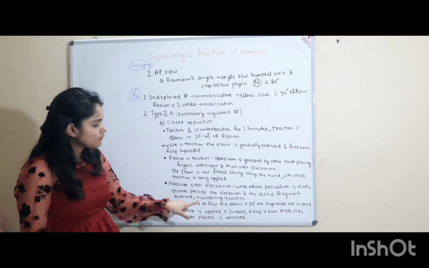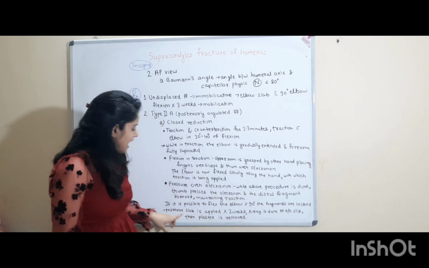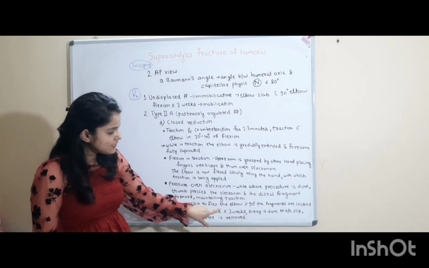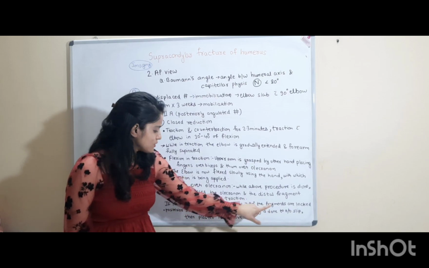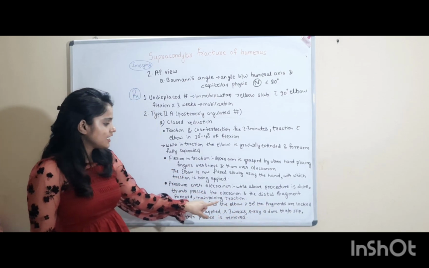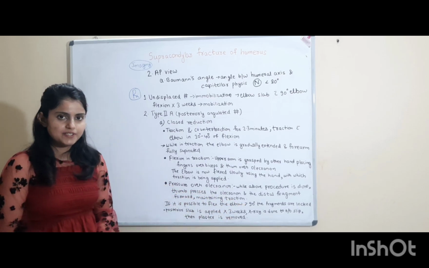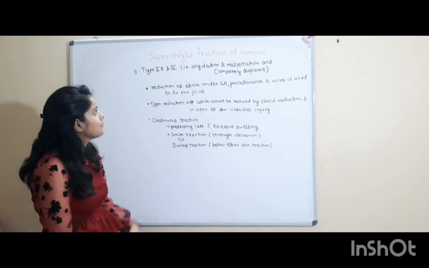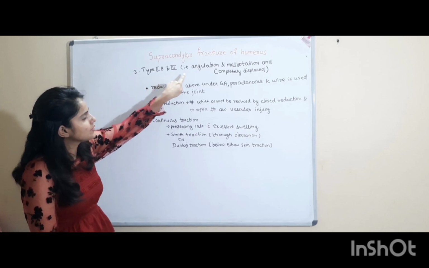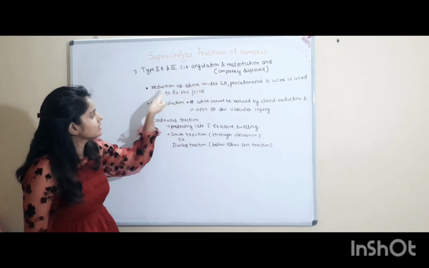If it is possible to flex the elbow more than 90 degrees, the fragments are locked and a posterior slab is applied for 3 weeks and X-ray is done to rule out slip, then plaster is removed. If it is not possible to flex the elbow beyond 90 degrees, then the procedure should be repeated. Now in type 2B and 3, which are angulated and malrotated and completely displaced, reduction is done as above.